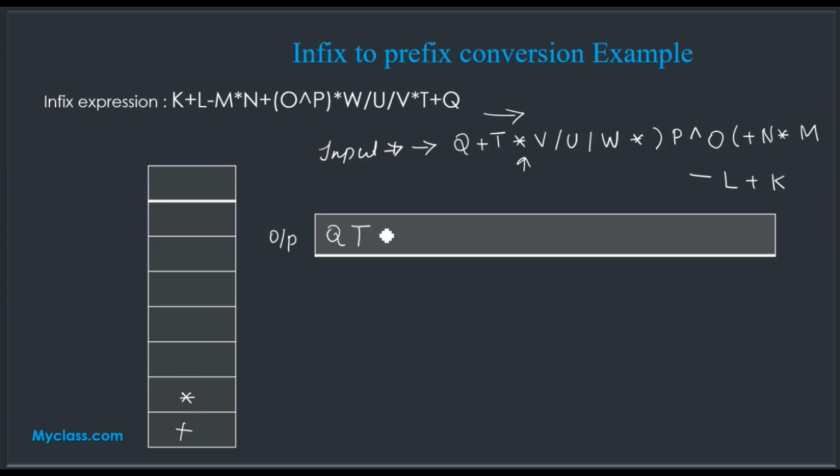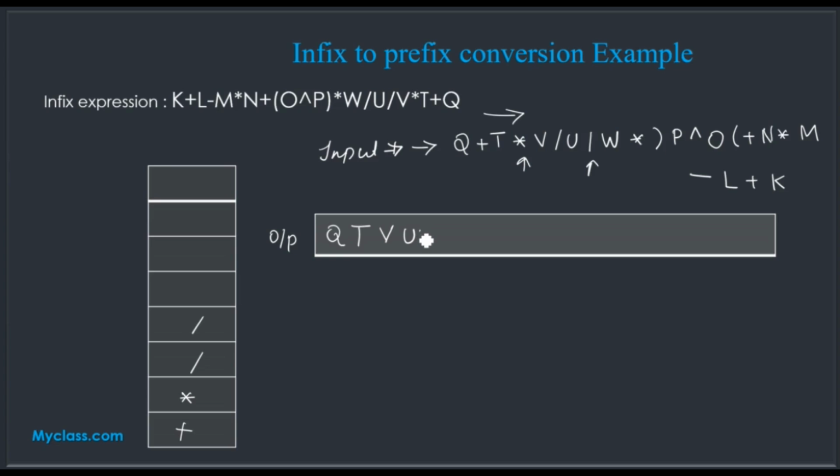Now there is an operand that came, that is V. Now there is another operator, division, that has the same precedence as our star. When it is the same precedence condition, we are pushing this operator into our stack. Now there is another operand, that is U. Now there is another division with the same precedence condition. We are pushing that into our stack.